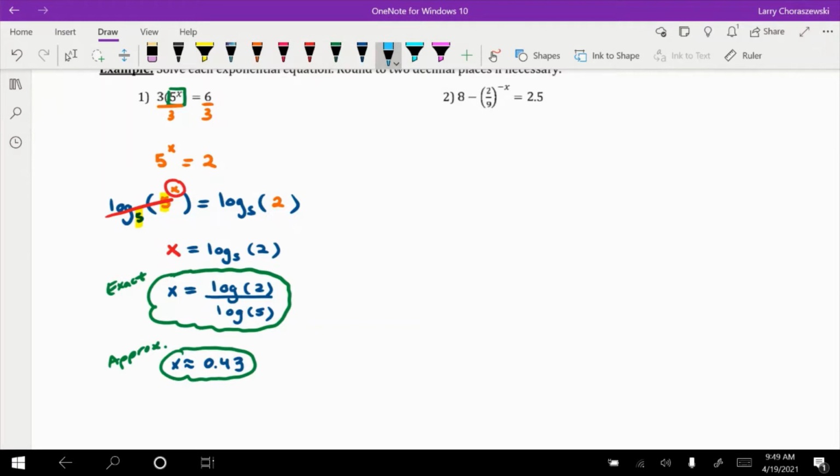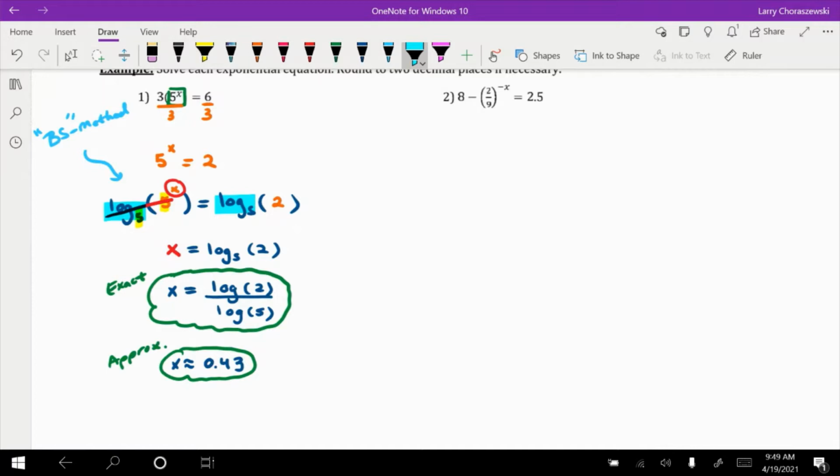And I thought of a really clever name for this technique or this method. I'm going to call this the BS method. BS standing for both sides. Okay, so to each side of the equation, I applied a log base 5. So both sides get a log base 5, hence the BS method, both sides.